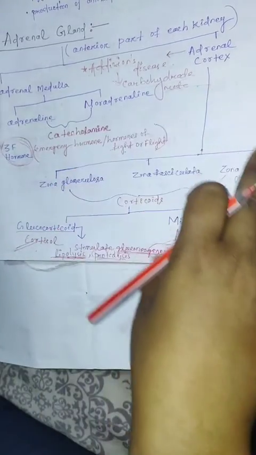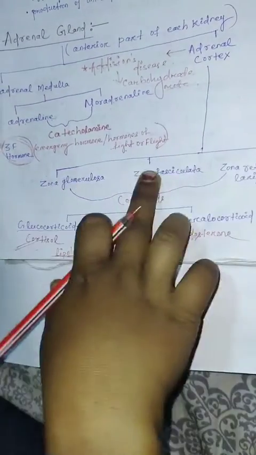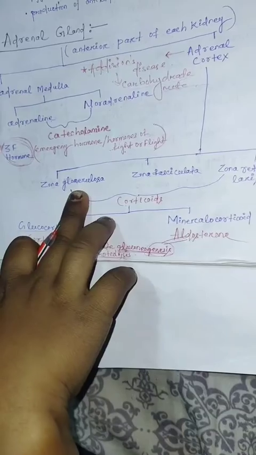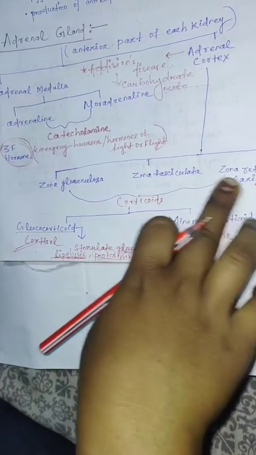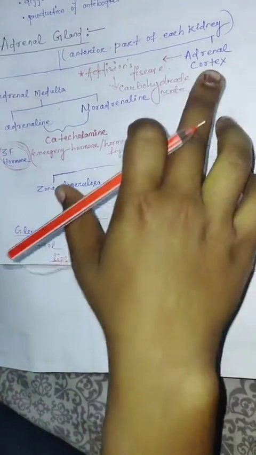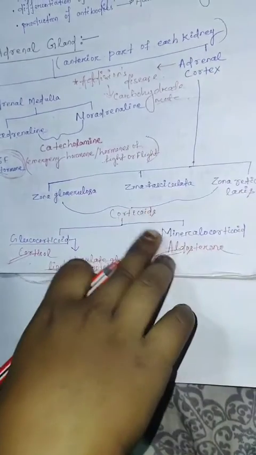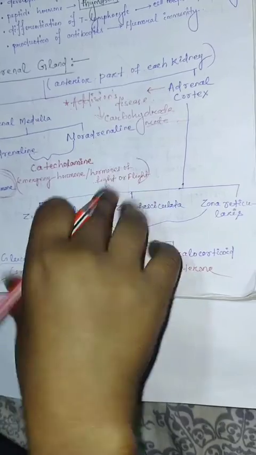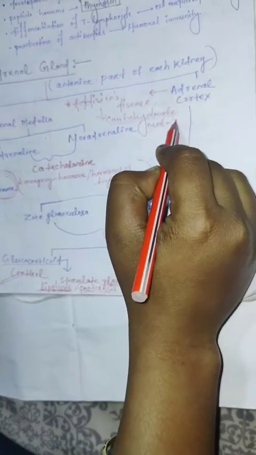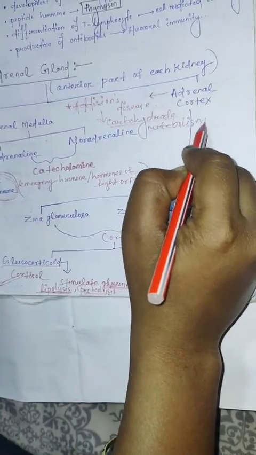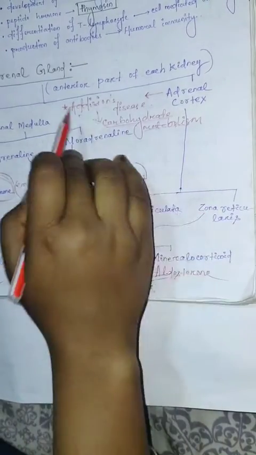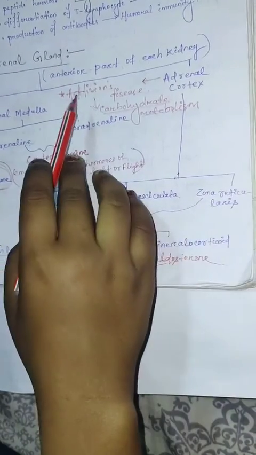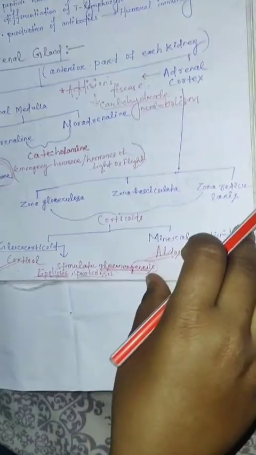Moving on to adrenal cortex. Adrenal cortex is divided into three parts, zona glomerulosa, zona fasciculata, zona reticularis. Adrenal cortex produces hormones called corticoids. Underproduction of hormones of the adrenal cortex alters the carbohydrate metabolism, known as Addison's disease. Addison's disease shows acute weakness and fatigue.